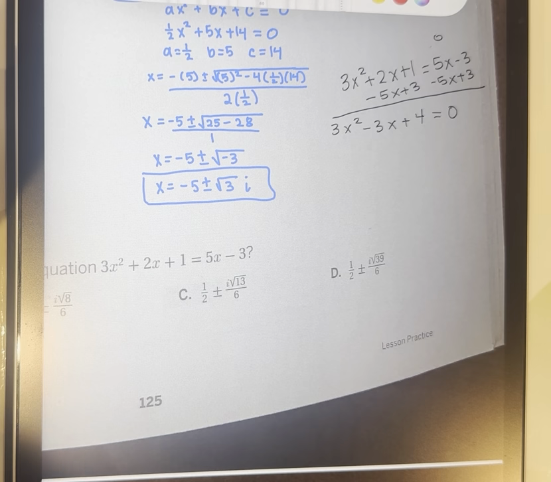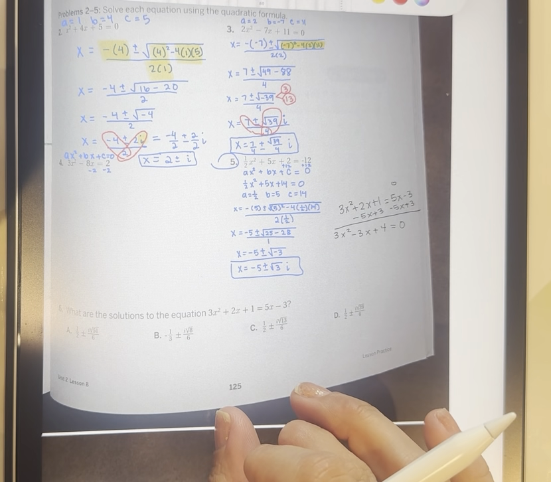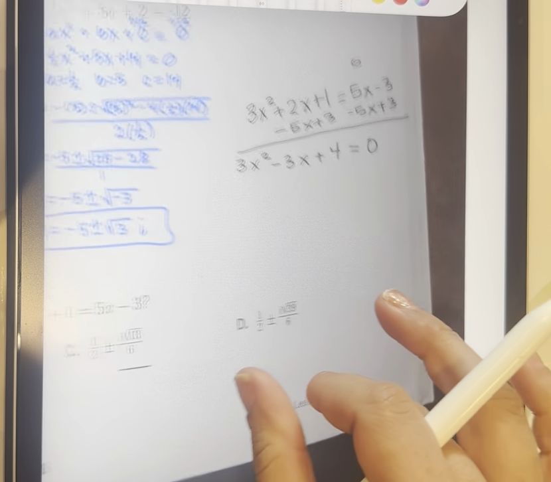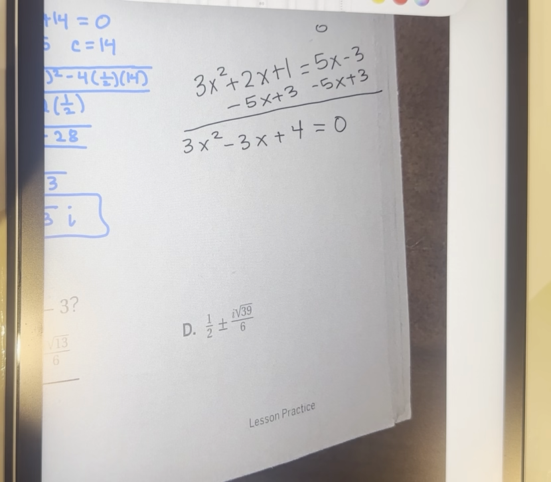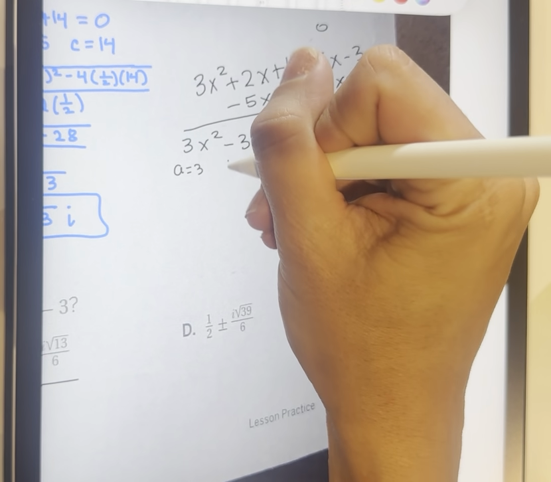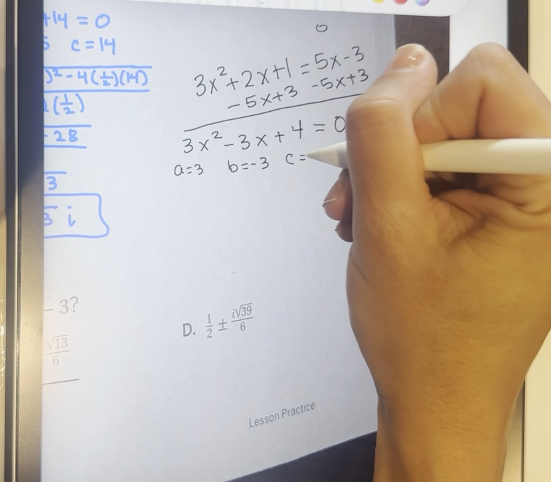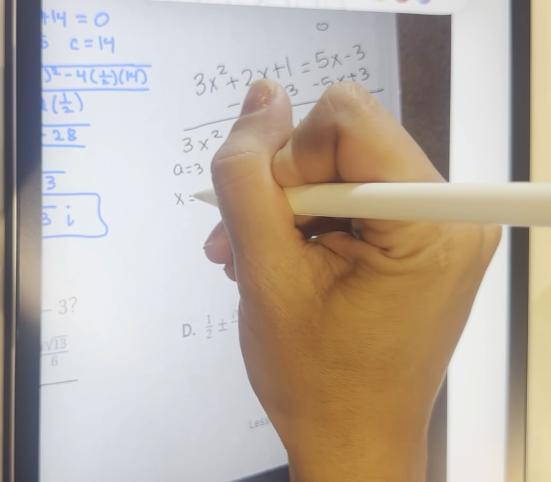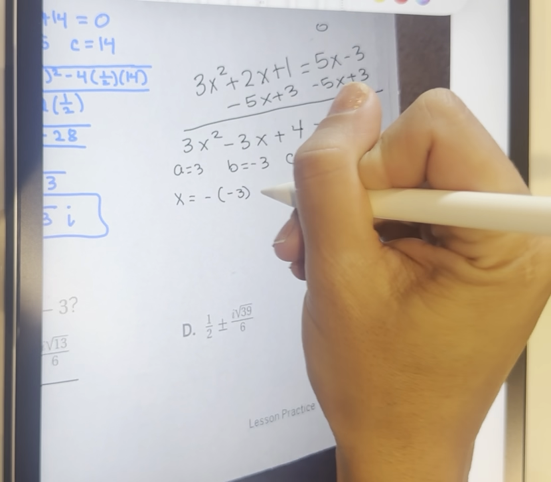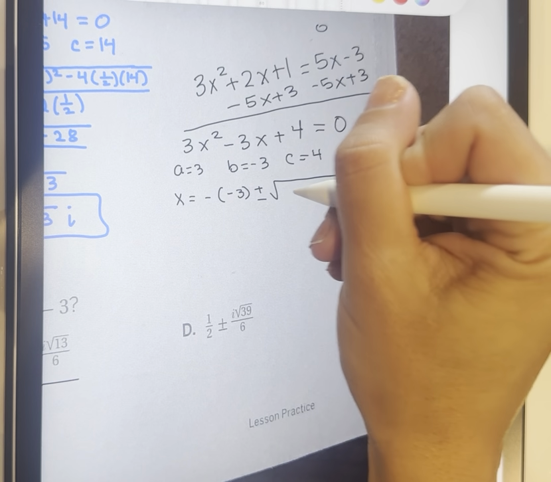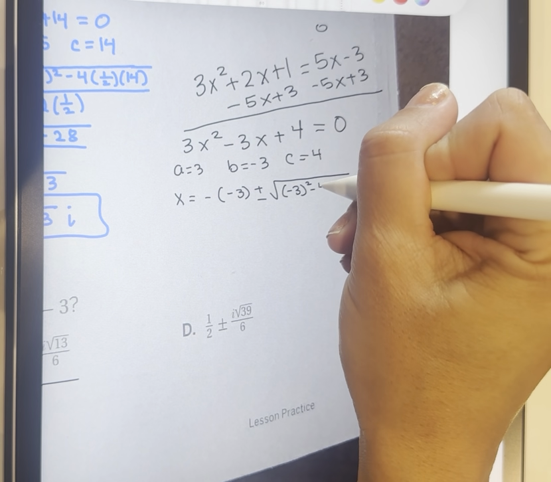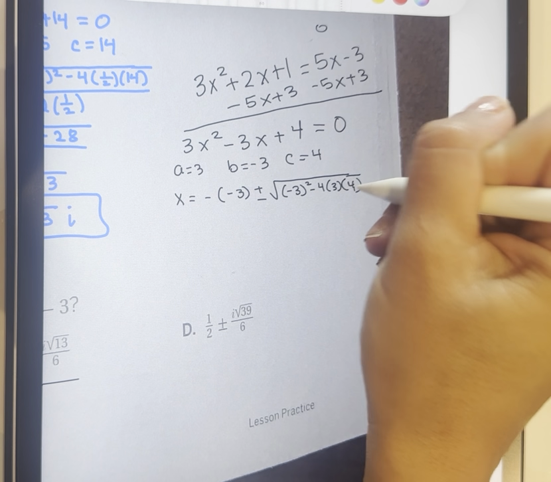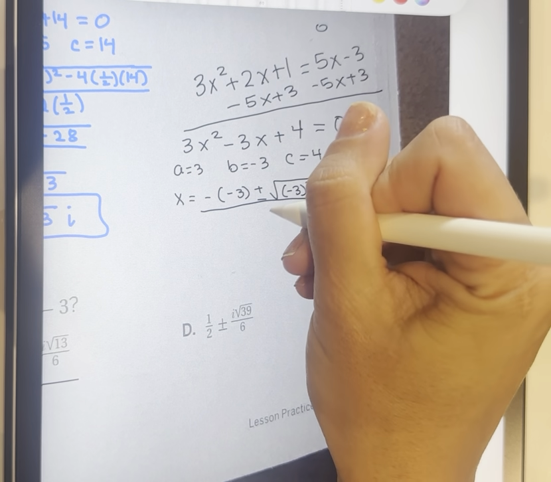I would try to factor this. They didn't tell me I have to use the quadratic formula, but looking at these choices, looking at these answers, I know this is not going to factor, so I'm not even going to bother this time. Okay, let's go a equals 3, b equals -3, c equals 4, and x equals -b plus or minus the square root of b squared minus 4ac, all over 2a.